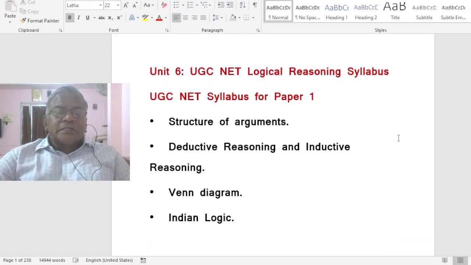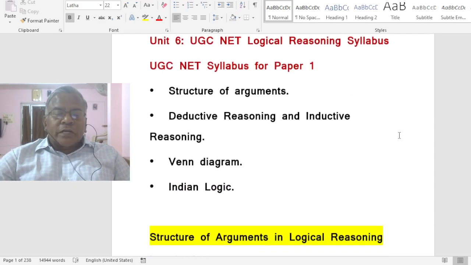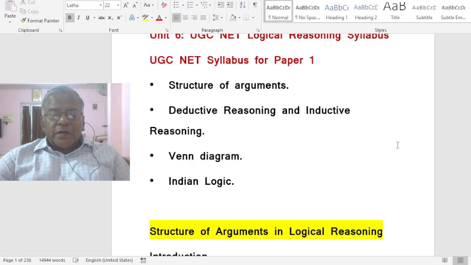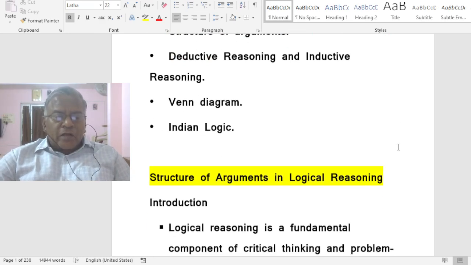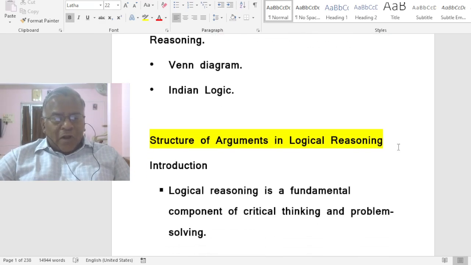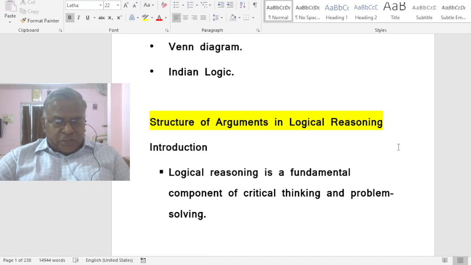This is Unit 6, UGC NET Logical Reasoning: Structure of Arguments, Deductive Reasoning and Inductive Reasoning, Venn Diagram, Indian Logic. So four aspects, but then very deep aspect, no doubt about it. Lot of questions, very important questions are also there. Let us analyze the concept as well as some of the expected questions here in this video.